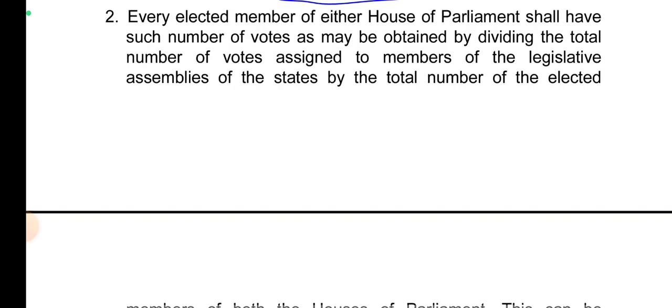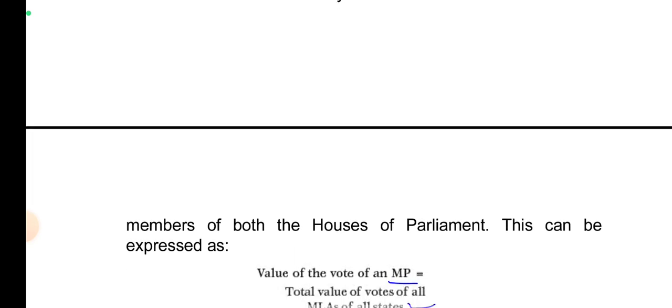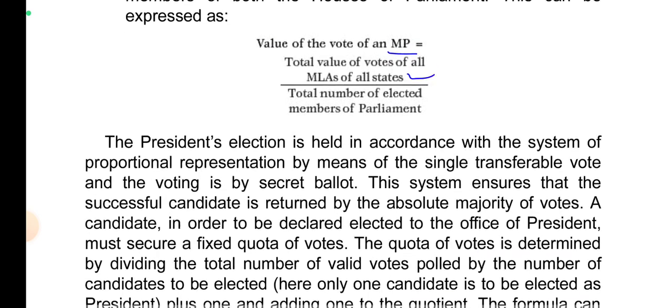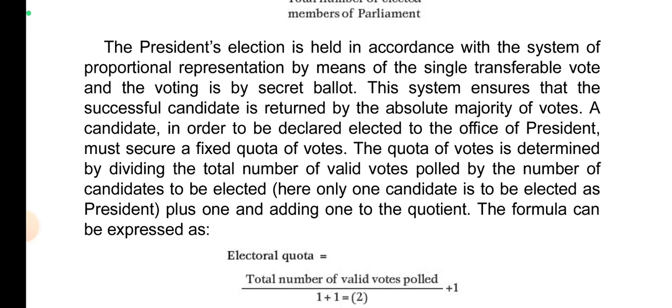Every elected member of either House of Parliament shall have such number of votes as may be obtained by dividing the total number of votes assigned to members of the legislative assemblies of the states by the total number of elected members of both the Houses of Parliament. This can be expressed as: value of the vote of an MP equals total value of votes of all MLAs of all states divided by total number of elected members of Parliament.